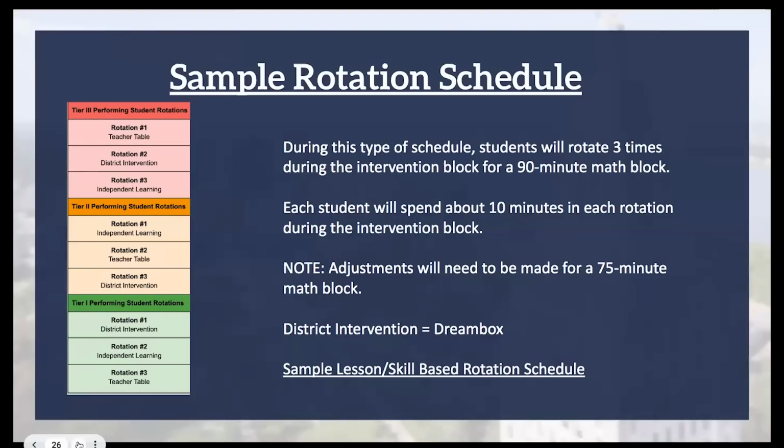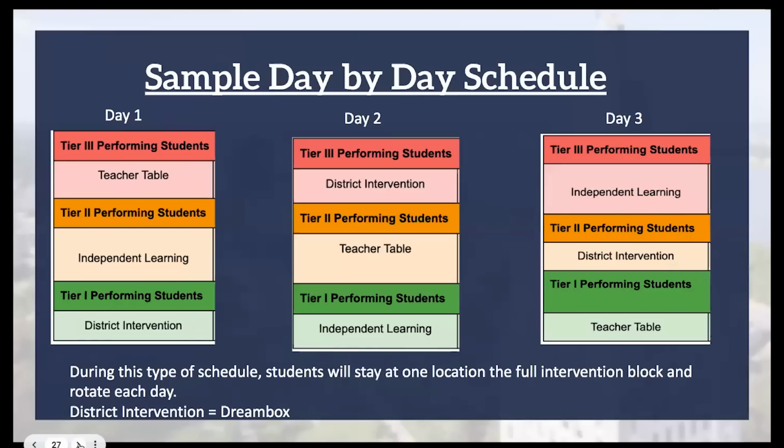So if you have a 75-minute block, you'll definitely have to make some adjustments to that because your kids won't be able to complete 3 different rotations. A lot of people who have a 75-minute block, instead, they choose to do a day-by-day rotation, where on day 1, maybe Latrinda goes to the teacher table. Day 2, I have Dreambox. Day 3, I get to go to my independent station. And then it starts over again after 3 days. And so students understand that rotation system in your classroom and how they're going to move from one activity to the next.